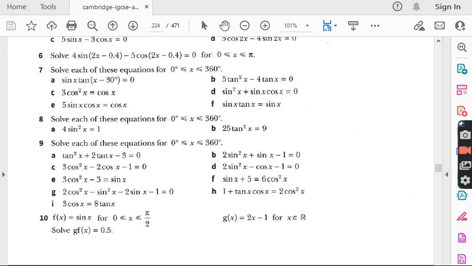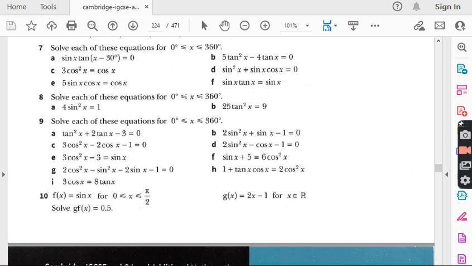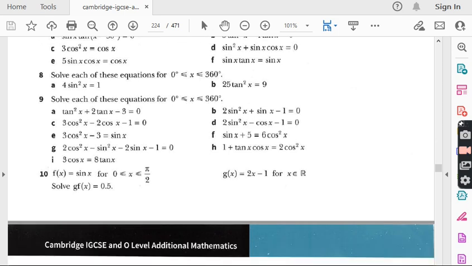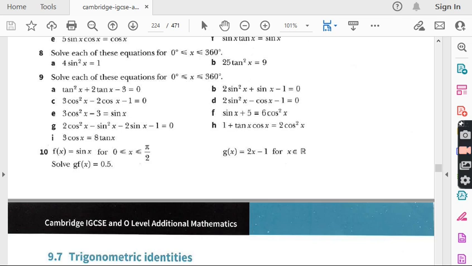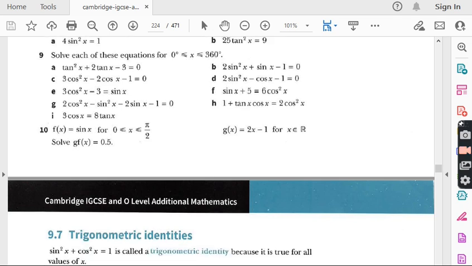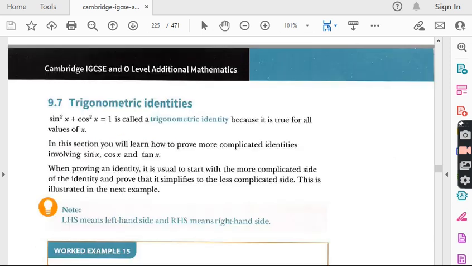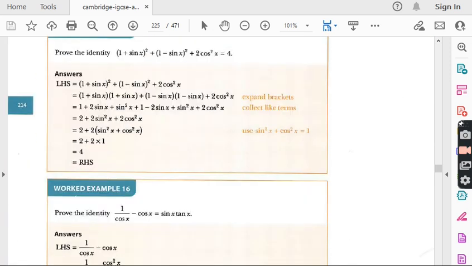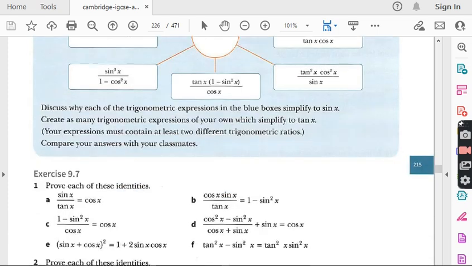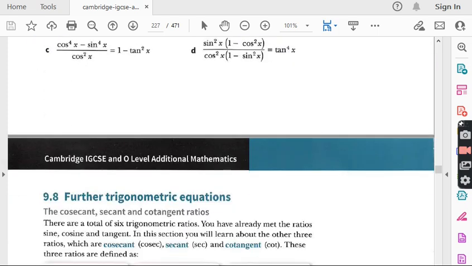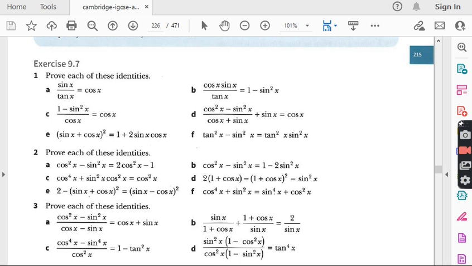What next? The next is question number 10, which is very easy, but we will do this question in the next lecture. And after question number 10, the exercise will be finished and we will start trigonometric identities. Another important exercise from the examination point of view, but very easy. Believe me, this exercise is very easy. I can finish this exercise in a single lecture.